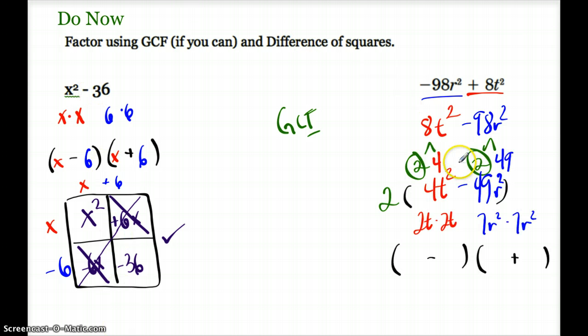Okay, so the first thing, I got my GCF. They're both divisible by 2. I have to take the 2 out. And I have 4t squared remaining. There's the 4. Here I have 49r squared remaining. The first number goes first, so 2t first. 2t and 2t, and negative 7r and positive 7r. Now, a lot of us last time forgot that this GCF is a factor, so we'll bring that down.